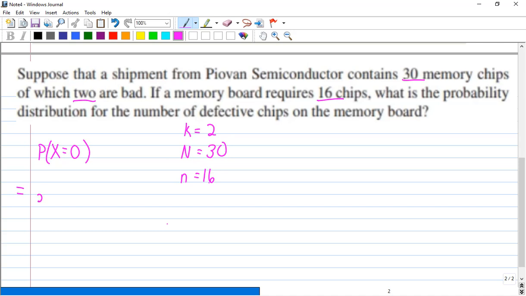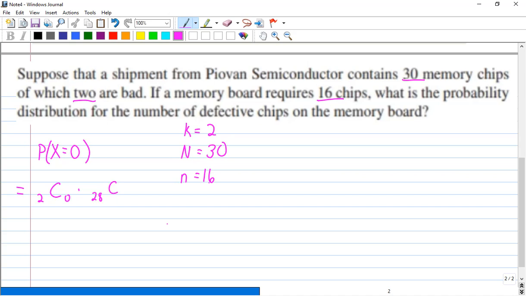So 2C, and our X here, we want 0 defective chips if we want this thing to work right. Times, then it's capital N minus K. So capital N minus K would be what? 28. C. And then little n minus K. 16 minus.